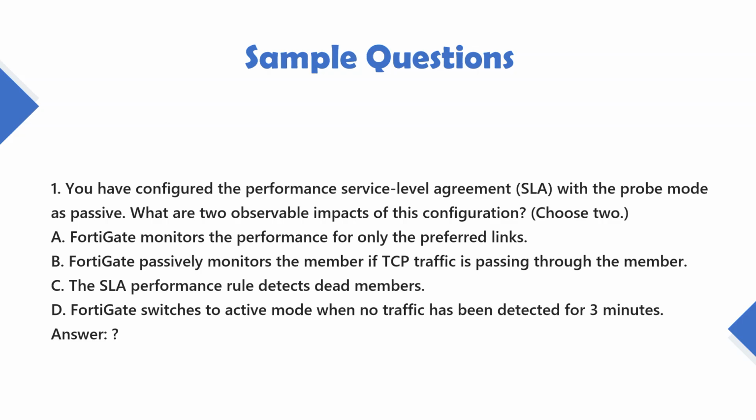1. You have configured the Performance Service Level Agreement, SLA, with the probe mode as passive. What are two observable impacts of this configuration? Choose 2. A. FortiGate monitors the performance for only the preferred links. B. FortiGate passively monitors the member if TCP traffic is passing through the member. C. The SLA performance rule detects dead members. D. FortiGate switches to active mode when no traffic has been detected for 3 minutes.